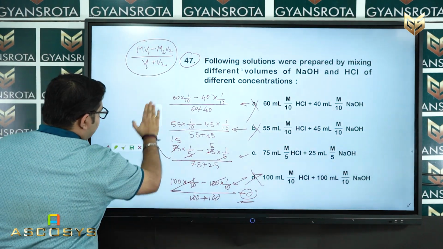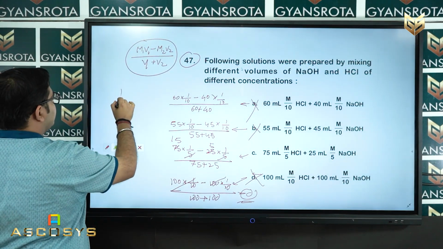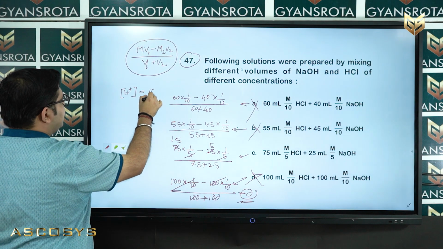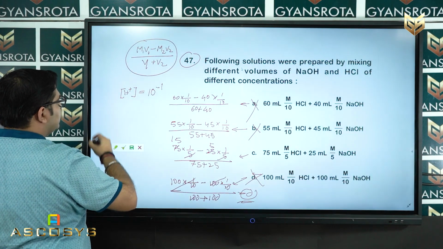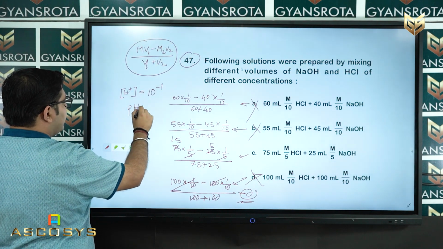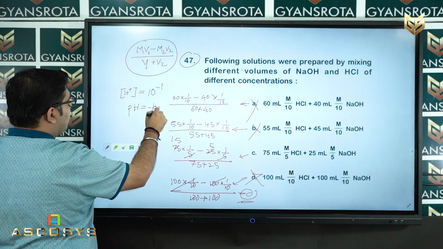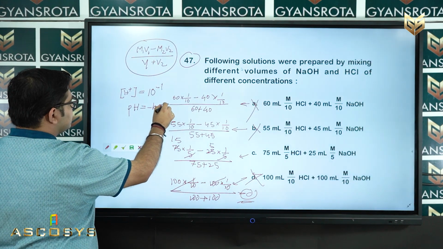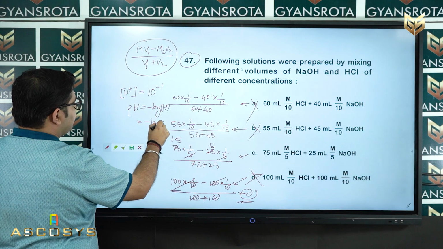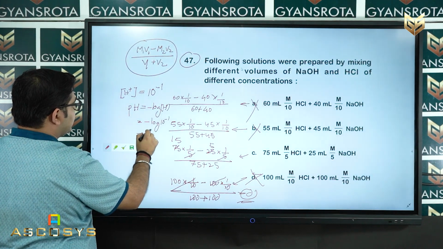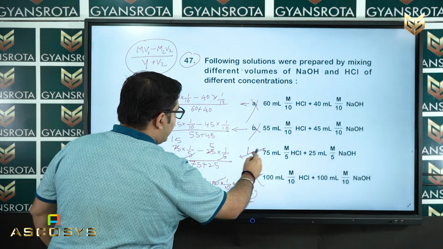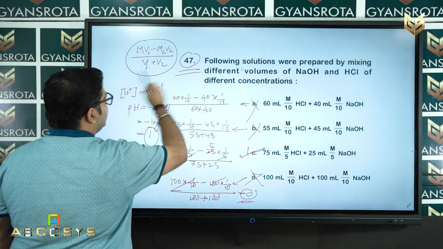So, here the hydrogen ion concentration is coming as 10 to the power minus 1. Now the pH is minus log of H plus. What is the H plus value? Minus log of 10 to the power minus 1, and your pH will come as 1. So, option number C is the correct answer of question number 47.